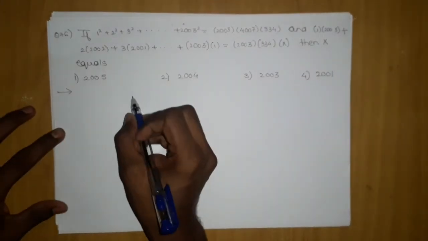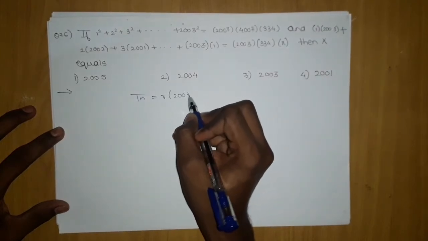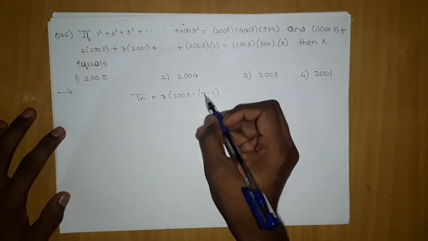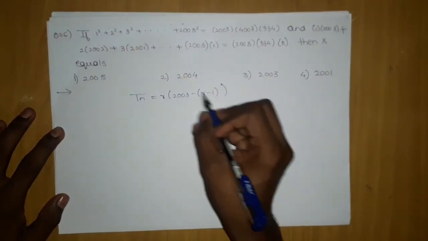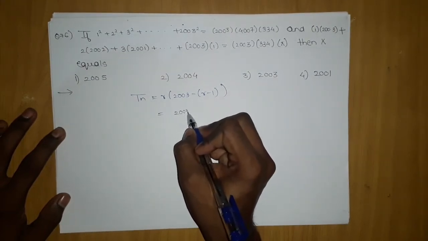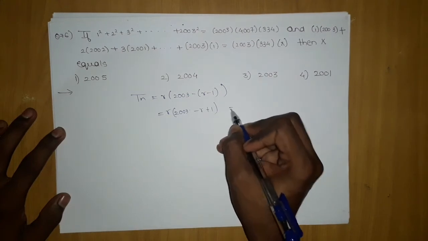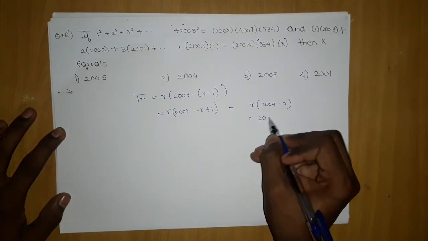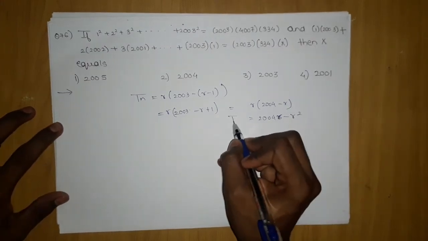Now here I can easily predict the Tn of this, like r into 2003 minus r minus 1. Here if I put 1 it will become 0 and my first term will be nothing but 1 into 2003. So I know that this is right, so I will open this, I will get 2003, this will become minus r plus 1, which will make it r into 2004 minus r. This will give me 2004 r minus r square. So in this way you have to proceed. So I got my Tn.